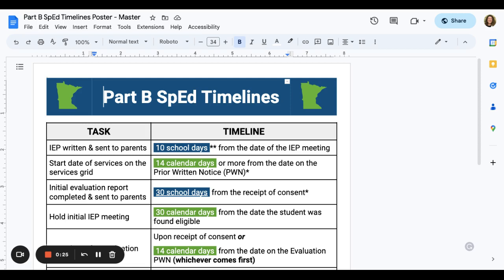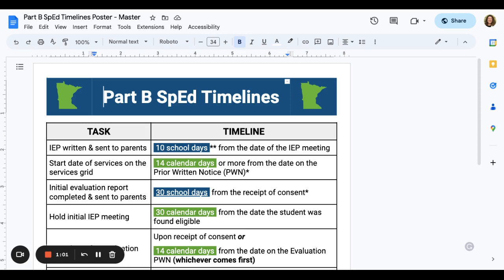On this document, you'll see that there are different tasks and then there are timelines associated with them. Anything that's related to a school day is highlighted in blue, and anything related to a calendar day is highlighted in green. Remember the difference between those two: school days are days when students are in instruction. Any days in which students are at school count as a school day. However, days like professional learning days where only staff are on site do not count as a school day because students are not present for instruction.